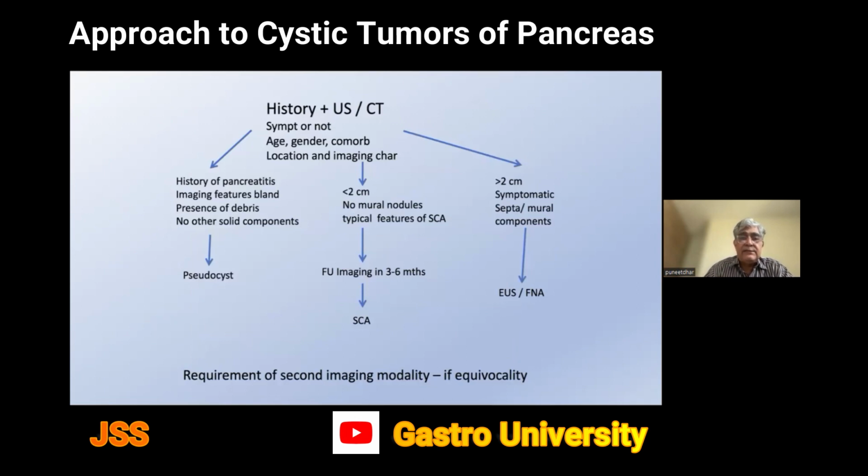All these imaging features are bland. Think of pseudocyst. If it's less than 2 cm, small size, no mural nodules, typical features of SCA, just follow-up imaging. Bigger ones with symptoms, with septi, mural components, you might need to do an EUS-FNA. So if there's equivocality, you can do a second imaging modality.